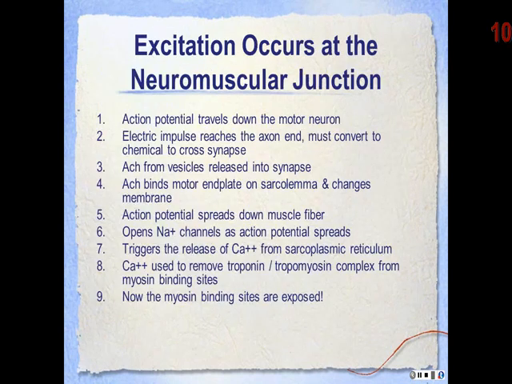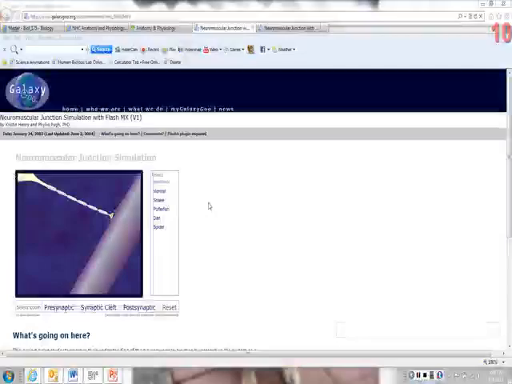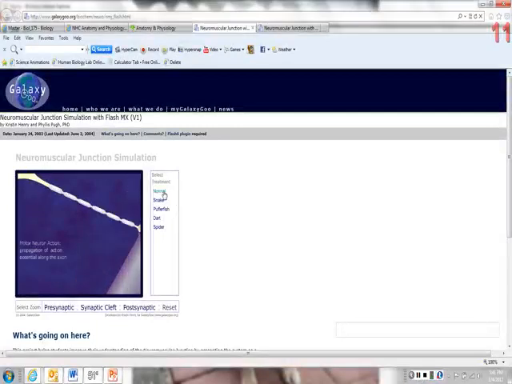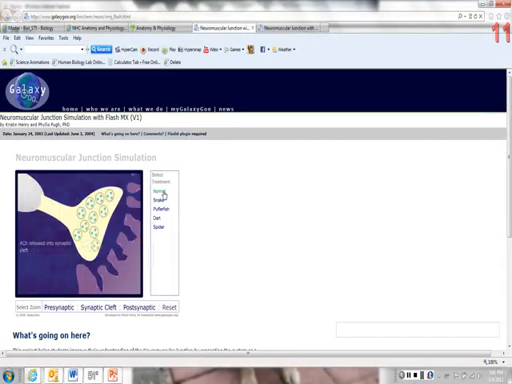In order to be able to have the muscle relax, we must remove the acetylcholine from the cleft to close the sodium ion channels. Acetylcholine esterase will break down the acetylcholine remaining in the synaptic cleft.